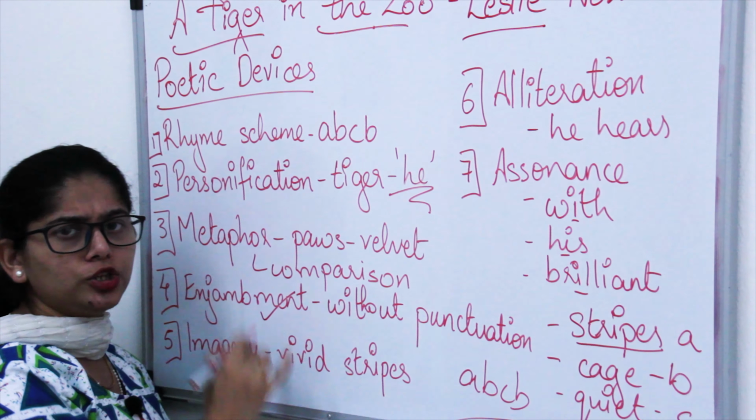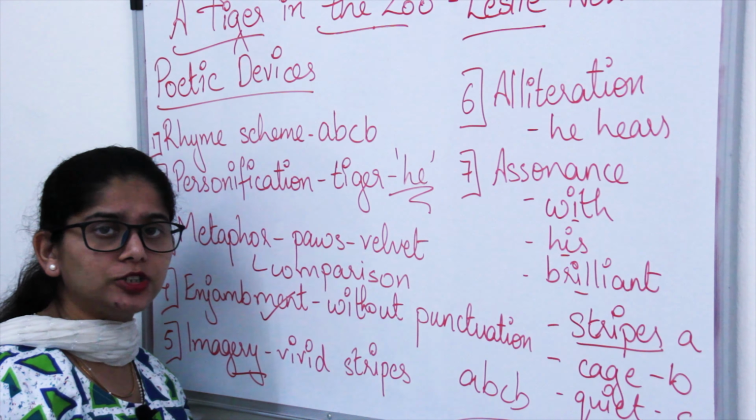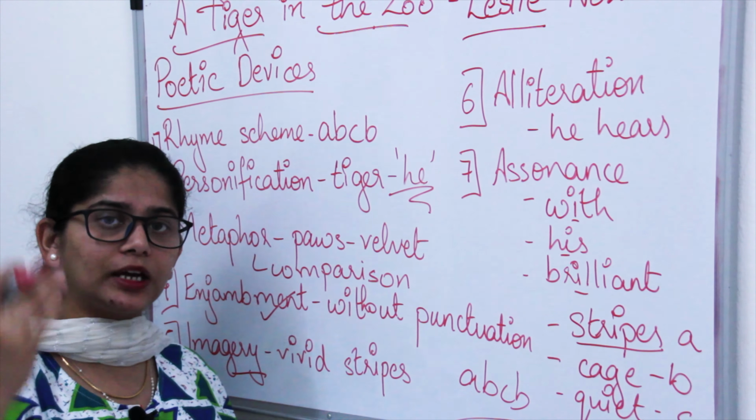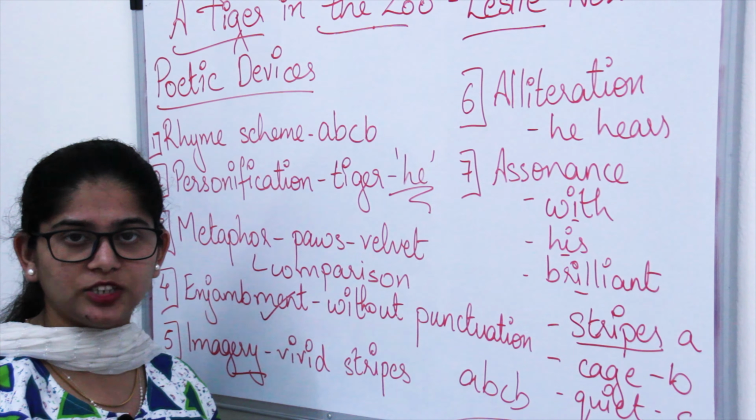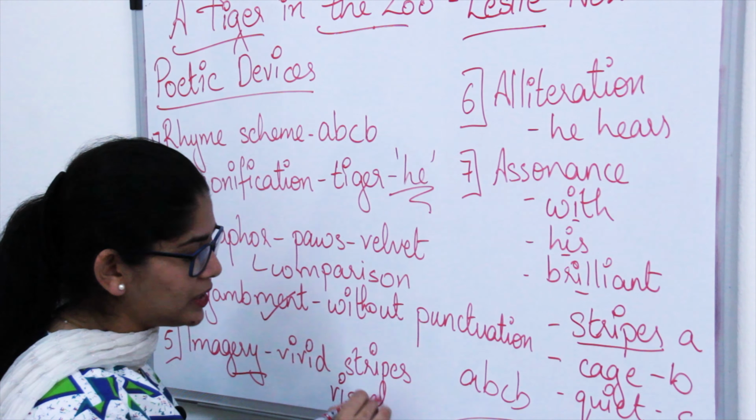Next one is imagery. Throughout the poem you can find the poet has used the technique of imagery. Whenever you read each line, you can get that image in your mind. That's called imagery. So here he is trying to use visual imagery, an image you're getting in the mind.